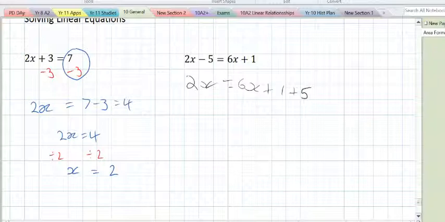Alright, so now next line, next line. 2x equals 6x plus 6.